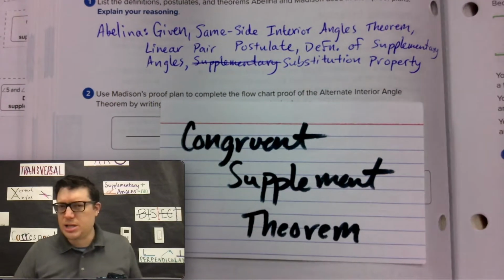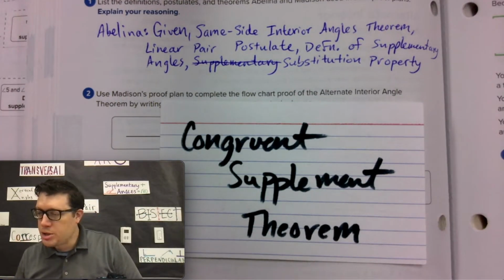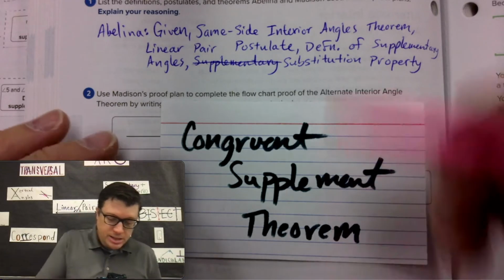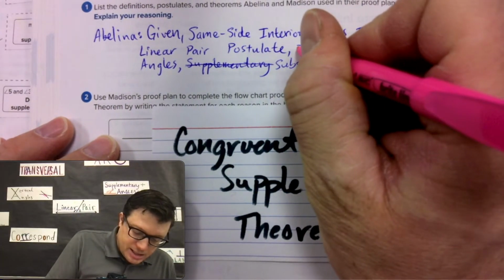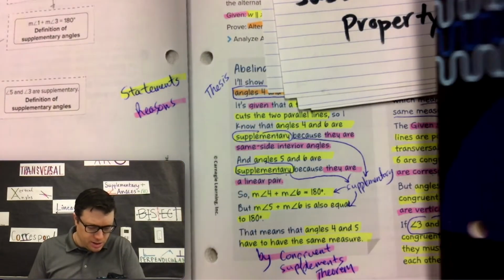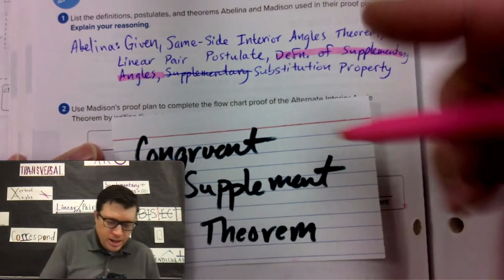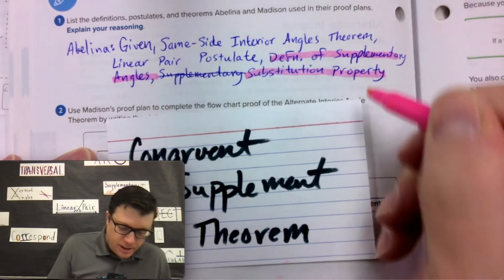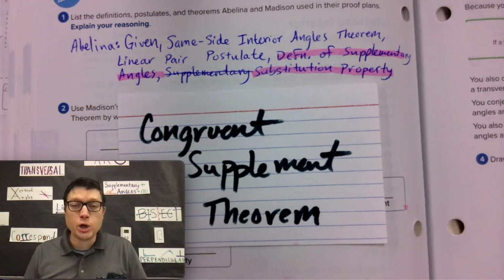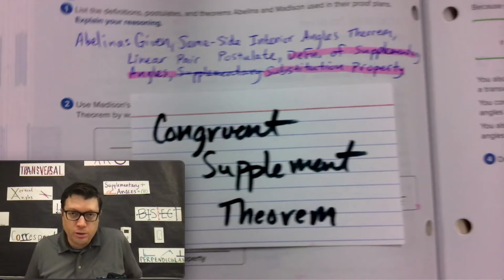So maybe I wrote it down, and I want you to write it down, but I want you to know that we can take two of these things away and just combine them together. We can take definition of supplementary angles, which I think is mentioned. Nope, it just says linear pair. And we can take out substitution property, and instead of writing those two statements, we can just write congruent supplements theorem, because that's what the congruent supplements theorem is.